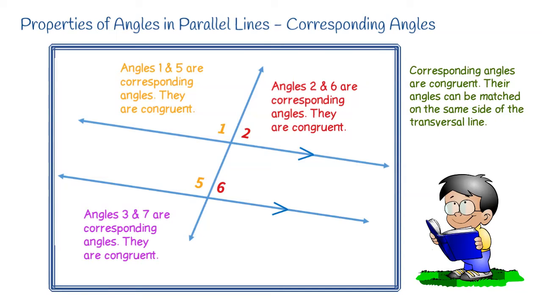Angles 3 and 7 are corresponding angles. They are congruent, and their measures are equal. Angles 4 and 8 are corresponding angles. They are congruent, and their measures are also equal.